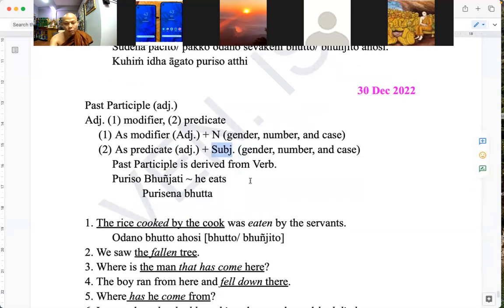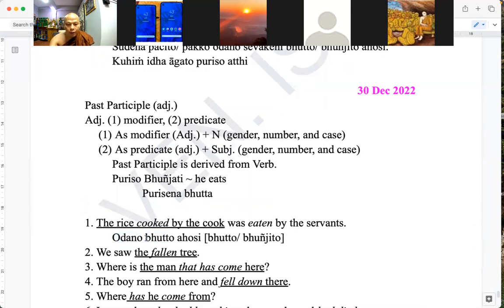Now this boddo is used as a predicate. So that is why it is the same as the ordinal in case. You see, bodo, so also masculine, and the ordinal is singular. So here, bodo is also singular.